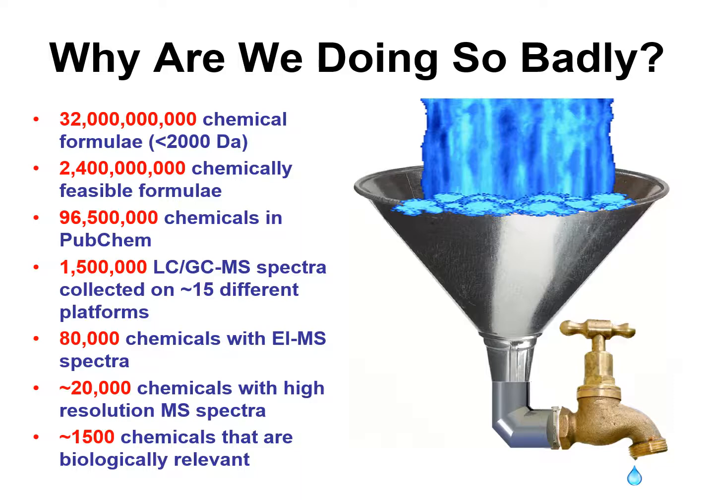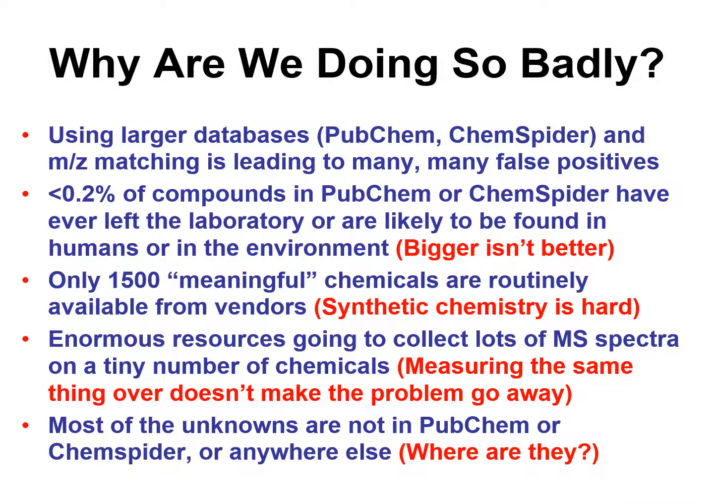So we've gone from 32 billion potential structures to a situation where we maybe only have useful spectra for useful compounds corresponding to about 1,500. So if that's all you've got for matching, no wonder we're only able to get 600 or 700 compounds in any given untargeted analysis. So why are we doing so badly? Well, one, obviously the chemical space is large. We're not able to search it.